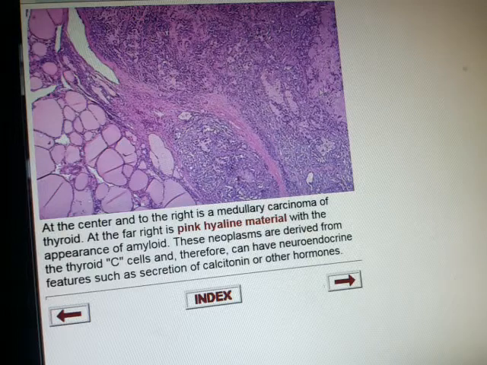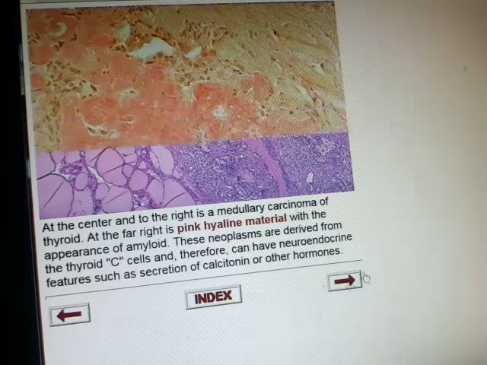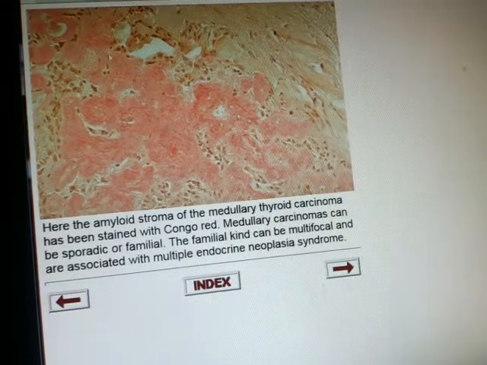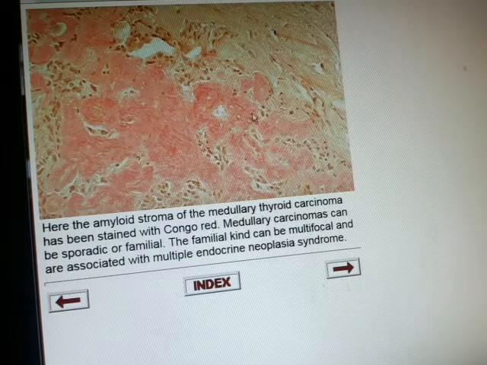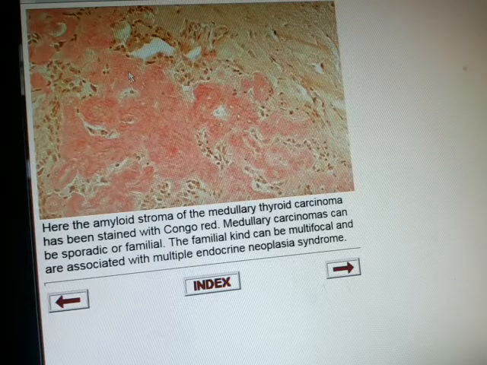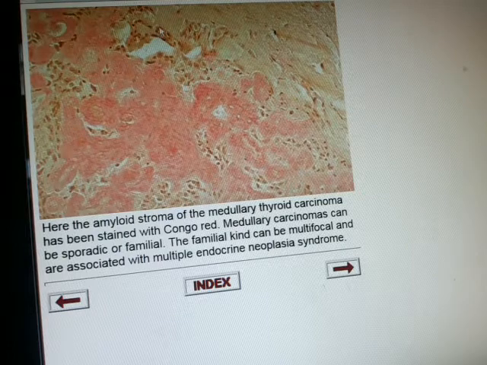medullary carcinoma. Medullary carcinoma is derived from C cells or parafollicular cells within the thyroid. Usually, medullary carcinoma is associated with increased secretion of calcitonin. Here is the amyloid material, stained using the Congo red stain. To demonstrate amyloid material deposition within a section, we have to use Congo red stain.